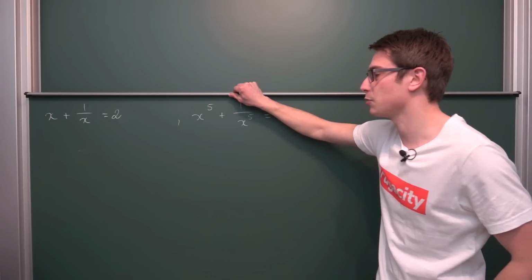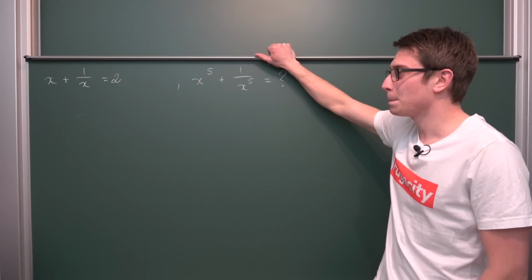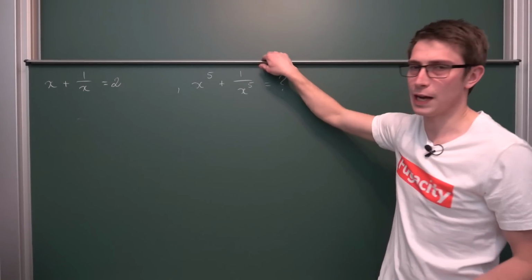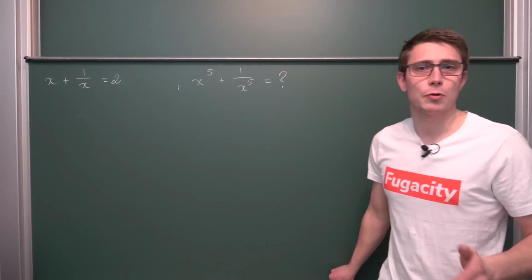So now we are going to dive right in. So x plus 1 over x is equal to 2. How could you go about finding out what x to the 5th power plus 1 over x to the 5th power is? At first I would like to take a look at exponents in general.